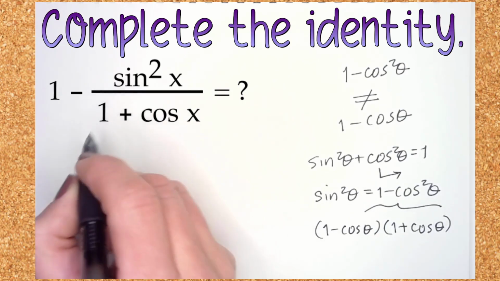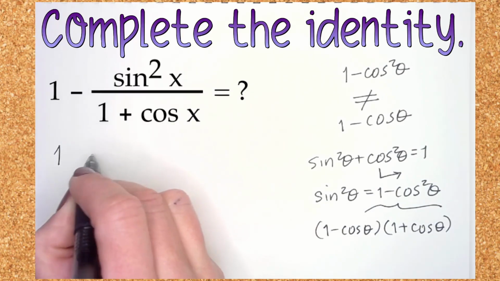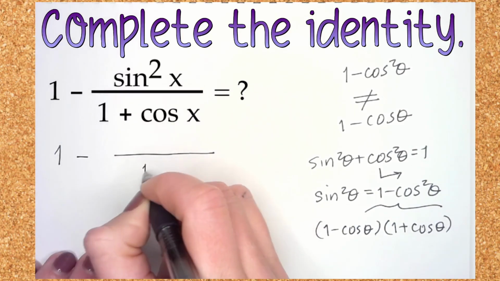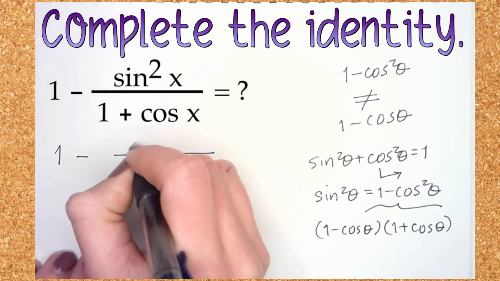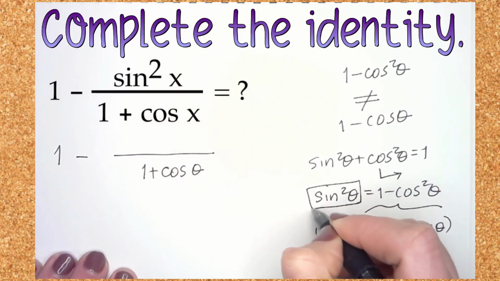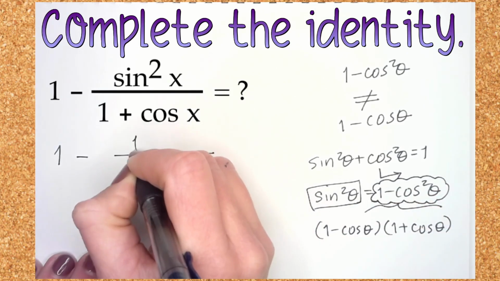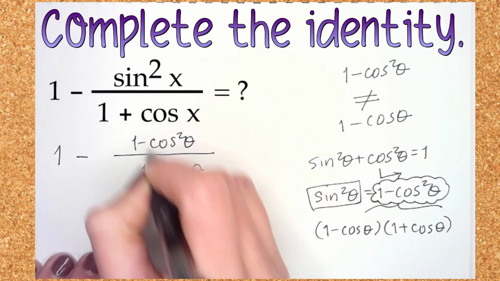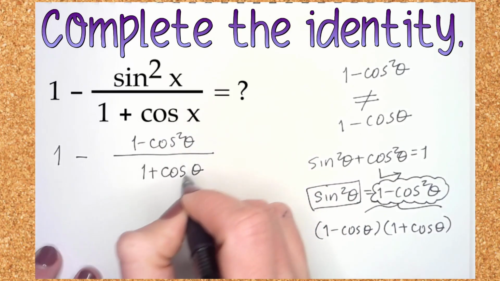So the first thing we're going to do, I'm going to leave this 1 alone. There's a lot of ways to do this. This is just one way. Minus fraction bar. Bottom we got 1 plus cosine theta. On top, that sine squared theta, right? This guy over here, I'm going to replace it with 1 minus cosine squared theta. Now, you cannot reduce when there's plus and minus signs involved in your numerator and denominator.